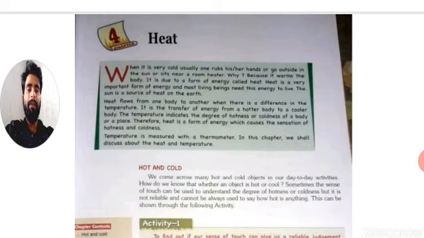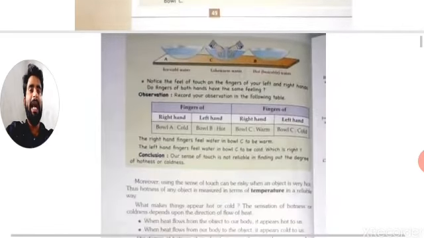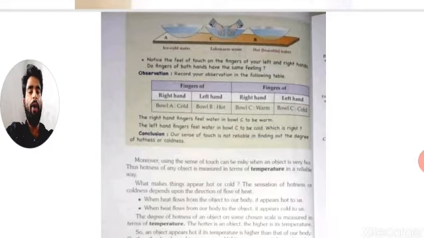So first of all, we can check the degree of hotness of an object on some chosen scale, and that chosen scale is known as what? Temperature. That means we find the hotness of a body in temperature. That means the hotter object has higher temperature. If the object is hot, its temperature will be high. So we can easily say that if the temperature is high, that means the body is hot.